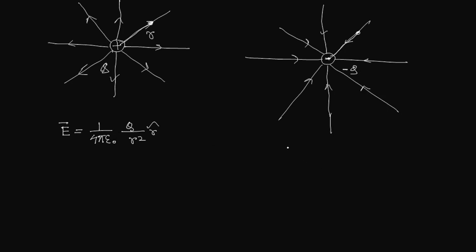In the second case, when the source charge is negative, still the magnitude will remain the same. If in both cases the magnitude of charge is the same, then the magnitude of electric field will also remain the same, q divided by r square. But now since this charge is negative, the electric field will actually be in the minus r cap direction. If this is the r cap direction, then this will be minus r cap direction, towards the center.